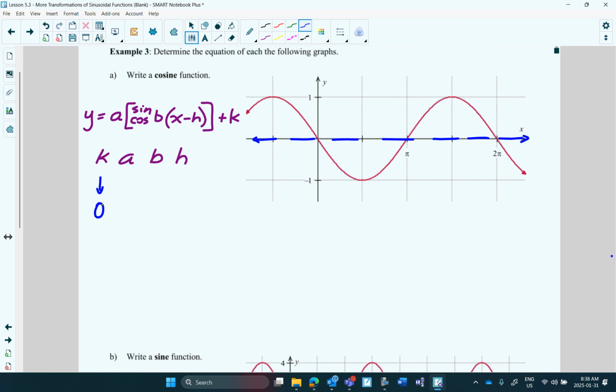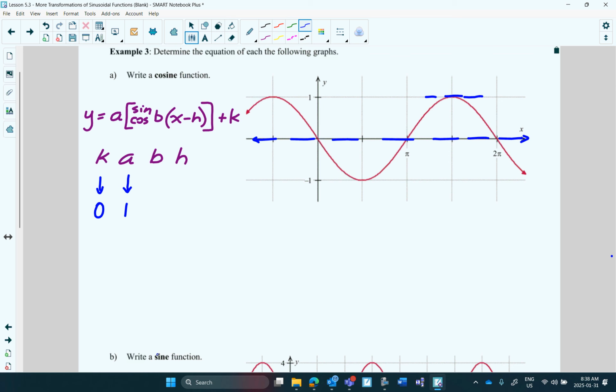The amplitude, look at the graph again. Remember, the amplitude is the distance, no positive or negative, from the midline to either the max or the min. So pick a max or pick a min. Find the distance, which would be 1. Which technically we don't have to write, because times 1 is just the same as writing nothing.